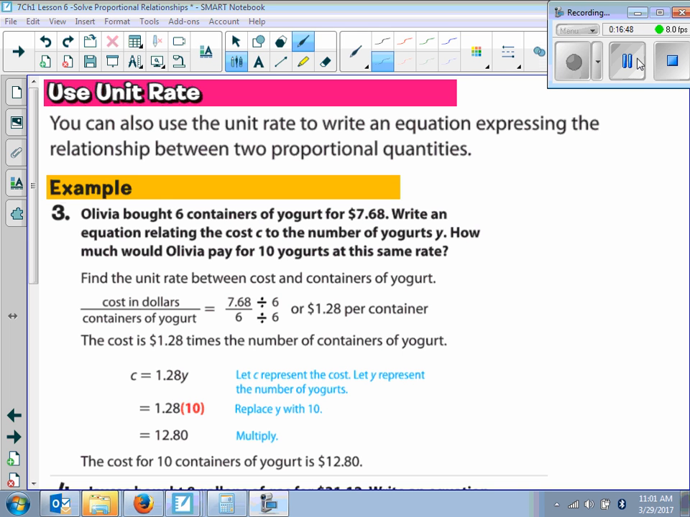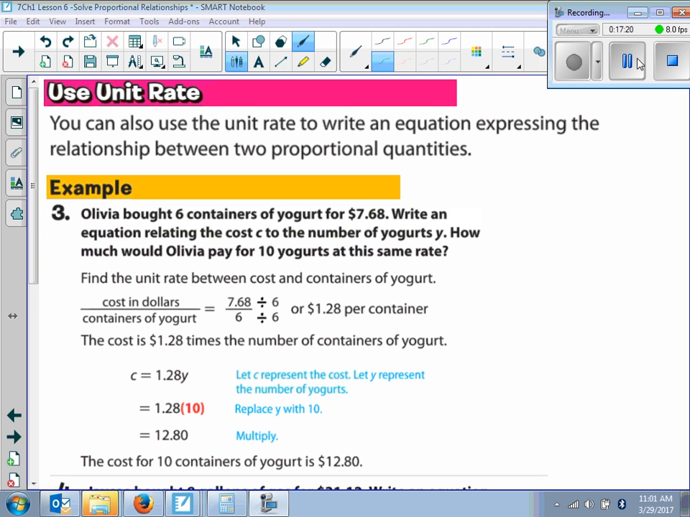All right, so you can also use unit rates to write equations, to write an equation expressing the relationship between two proportional quantities, okay? So for example 3, it says Olivia bought 6 containers of yogurt for $7.68. Write an equation relating the cost to the number of yogurts, okay? And how much would Olivia pay for 10 yogurts at this same rate?